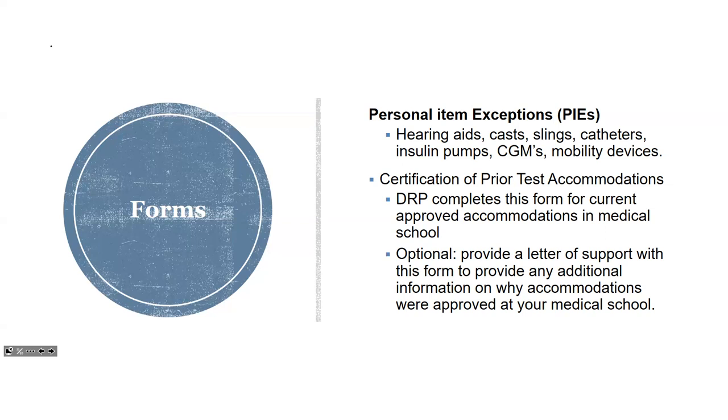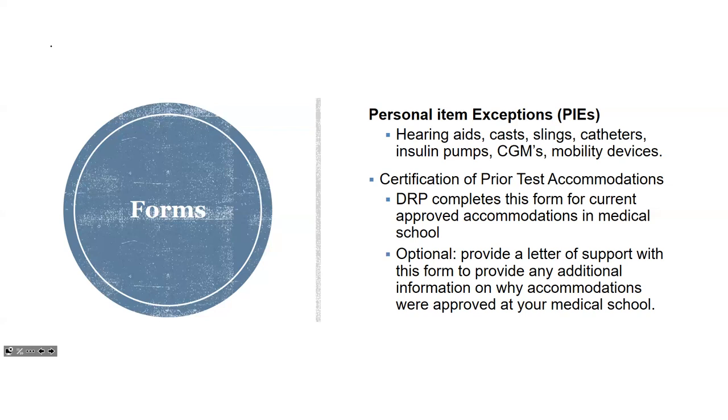The certification of prior test accommodations is the form the DRP has to complete for the student. It's simple and does not take up much time. However, be mindful of what you add in the area asking why you approve the accommodation. If you can fit your response on the lines provided, great. If the case is more complex, maybe due to multiple diagnoses, extensive documentation, or lack of historical documentation, consider writing a one-page letter of support to accompany this certification form.